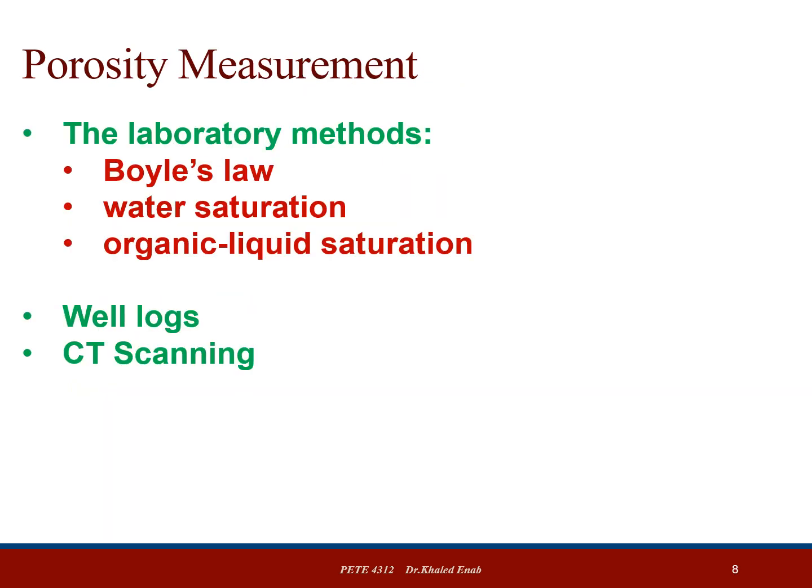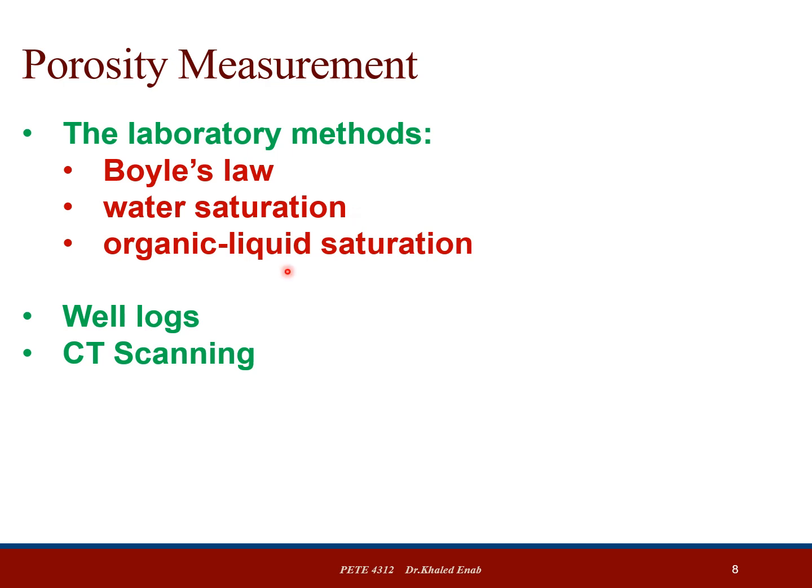Porosity measurements. There are three ways to measure the porosity. The most common methods are the first two: the laboratory method, which includes Boyle's law, PV1 equals PV2 in equilibrium. Water saturation: we saturate the sample with water, and then we measure the difference in weight and use that difference in weight or mass to estimate the porosity, the volume of the void space. And organic liquid saturation, same methodology.